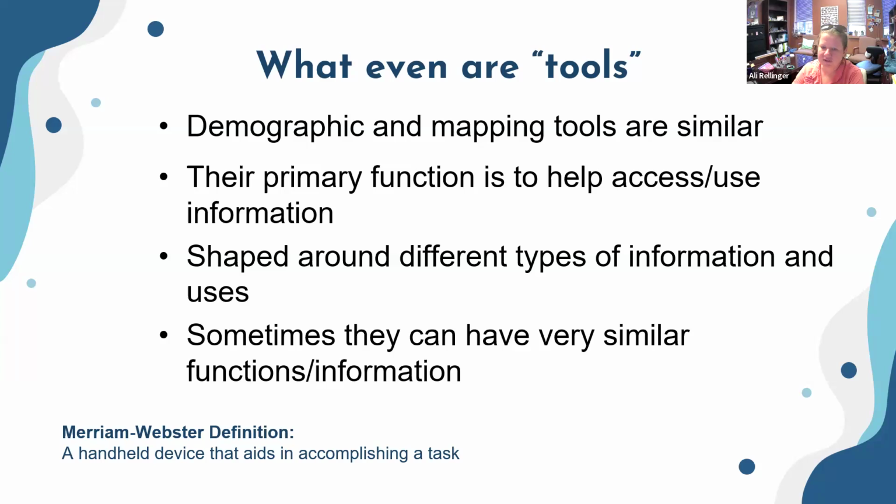The first is demographic tools or mapping tools. These two things are kind of similar in a lot of ways. They have a similar primary function, which is to help us access and use information more easily, so some sort of visualization. They are shaped by what type of information is available and how it's actually used. A lot of times you'll see a very similar function or format, and oftentimes similar information contained within these.